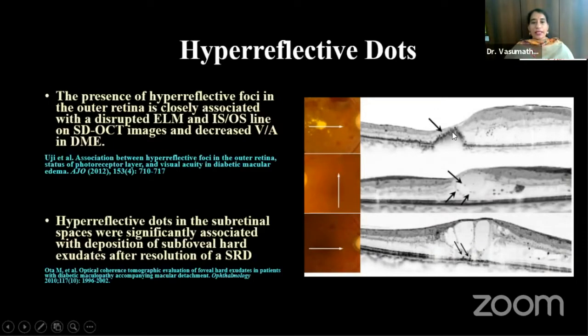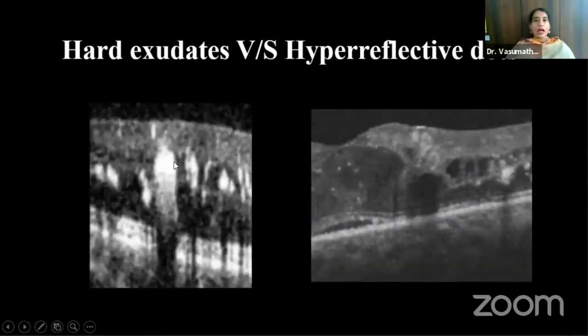You see these dots, they can be present all over in the deep as well as the inner retina. And how do you distinguish them from hard exudates? Hard exudates are generally larger and they have some shadowing, especially if they are quite large. This is a typical hard exudate, whereas these are hyperreflective dots, which are small and they don't have much of a shadowing.